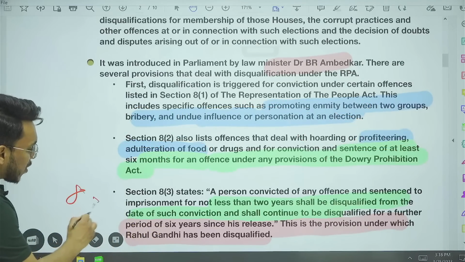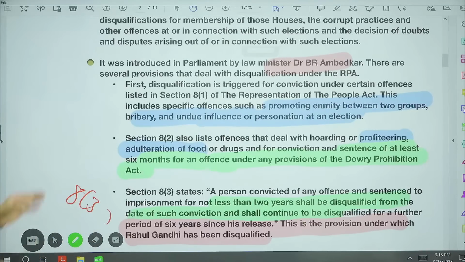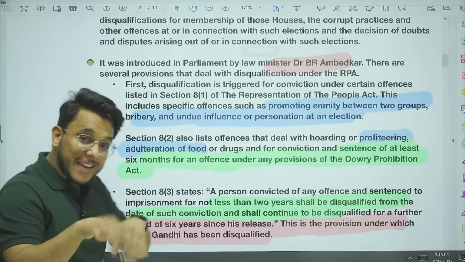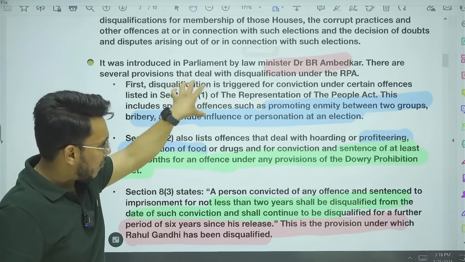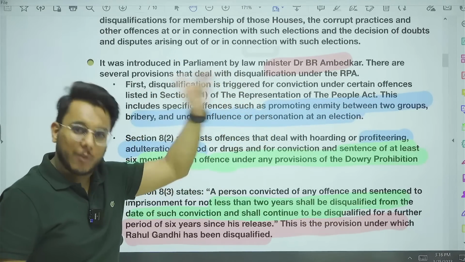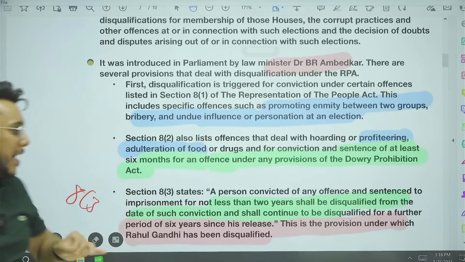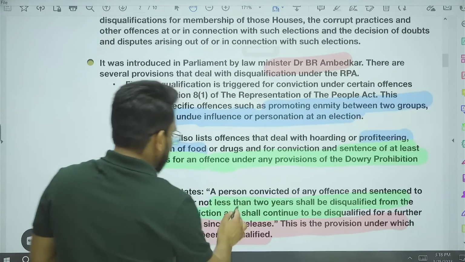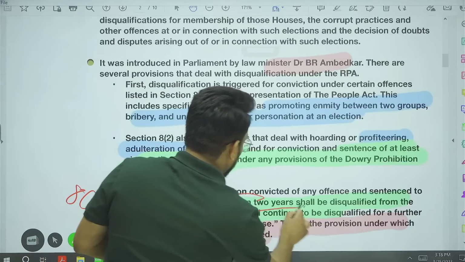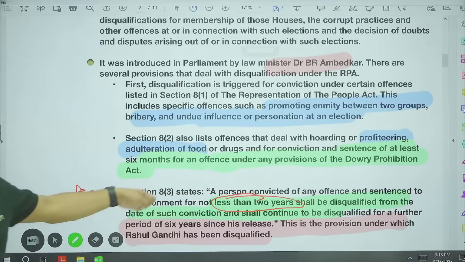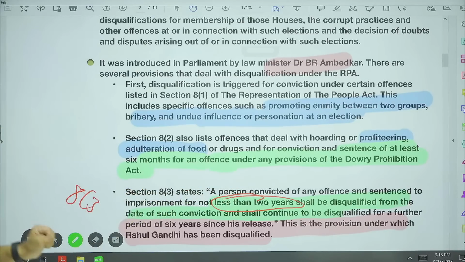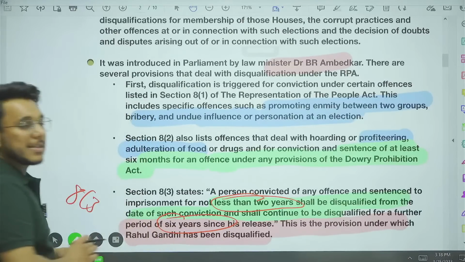Now section 8 subclause 3, guys, also has one more category. It provides that if a person is convicted for any other crime, apart from the crimes mentioned in 1 and 2, and has been sentenced to imprisonment for not less than 2 years, then the person will be disqualified and will stay disqualified for a further period of 6 years since his release.